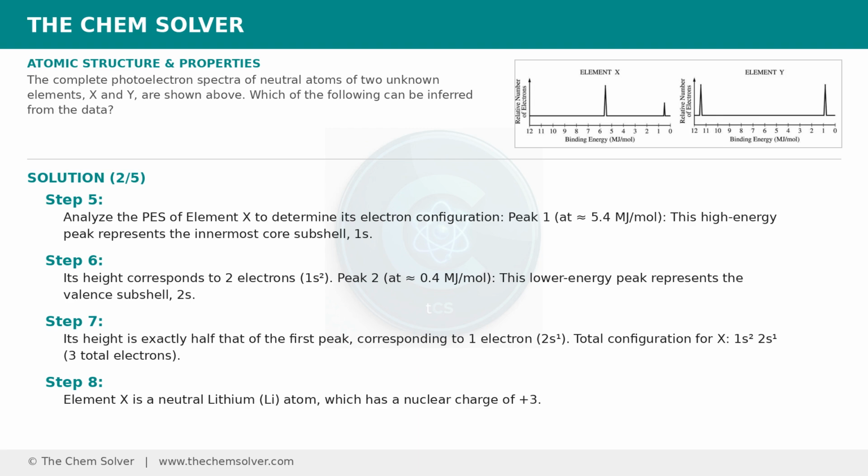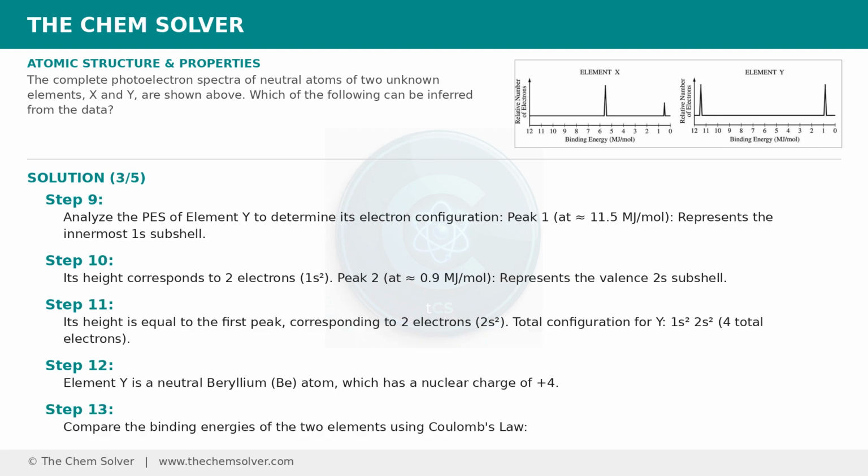Peak 2: At approximately 0.4 MJ/mole, this lower energy peak represents the valence subshell, 2s. Its height is exactly half that of the first peak, corresponding to 1 electron, 2s¹. Total configuration for X: 1s², 2s¹, 3 total electrons. Element X is a neutral lithium, Li, atom, which has a nuclear charge of +3.